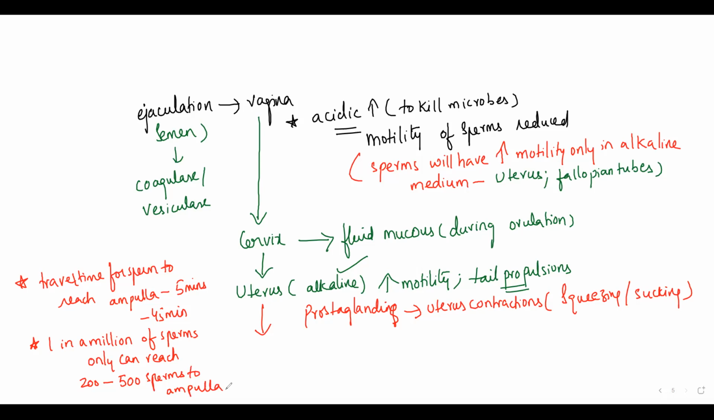Now this is being seen. Secondly, you can see that even the cilia of the mucus cells are going to help in what? The movement of the sperms. These all are helping in the movement: the tail propulsions, the increased motility of them, the uterus contractions, and the cilia of the mucus cells, which are lining the uterus. These all are helping them to move.